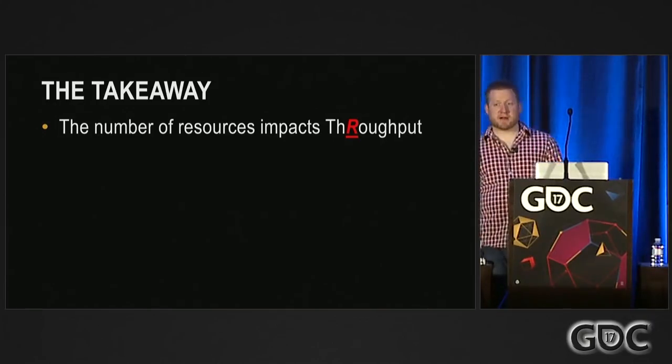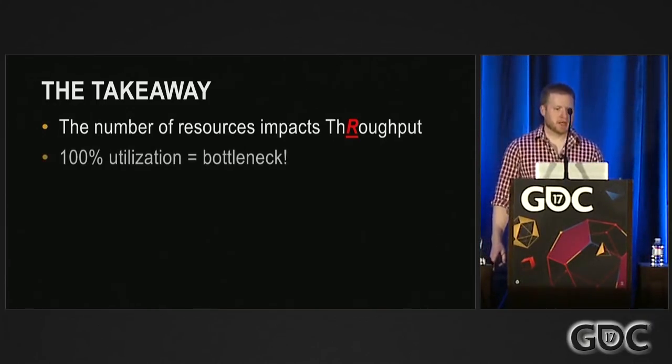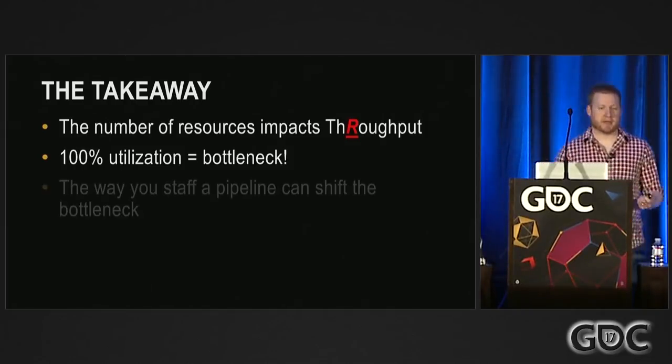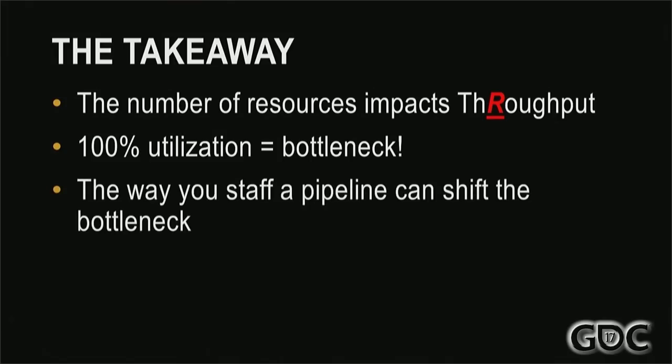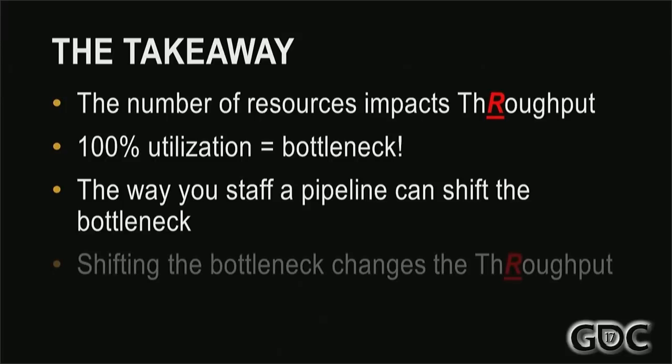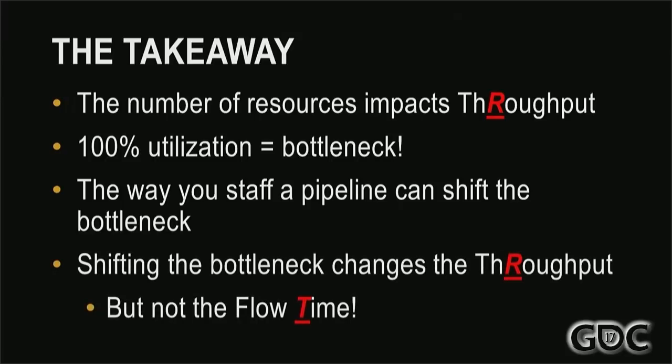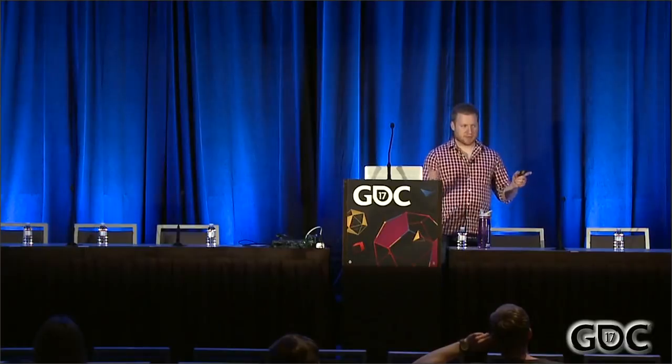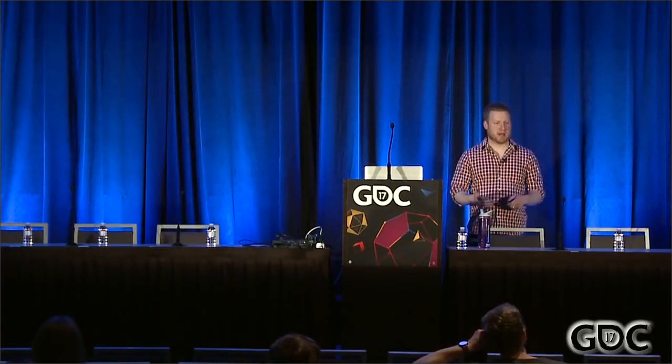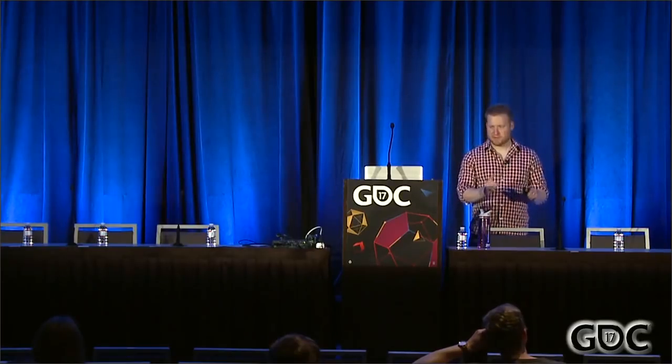So some takeaways here. The number of resources you have working on an activity impacts your throughput. 100% utilization means you're a bottleneck. And the way you staff a pipeline can shift where the bottleneck is between activities. And shifting that bottleneck will change the throughput, but not the flow time. So don't fall for the 1-month baby trap. You can't throw 5 modelers at the same high poly model and get it done in 1/5 the time. Don't fall for that.